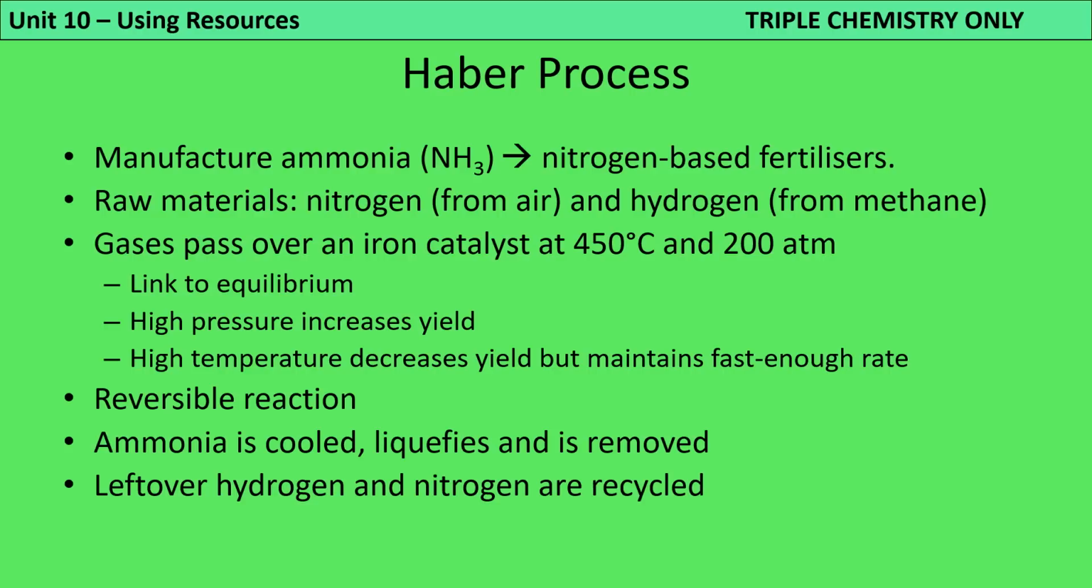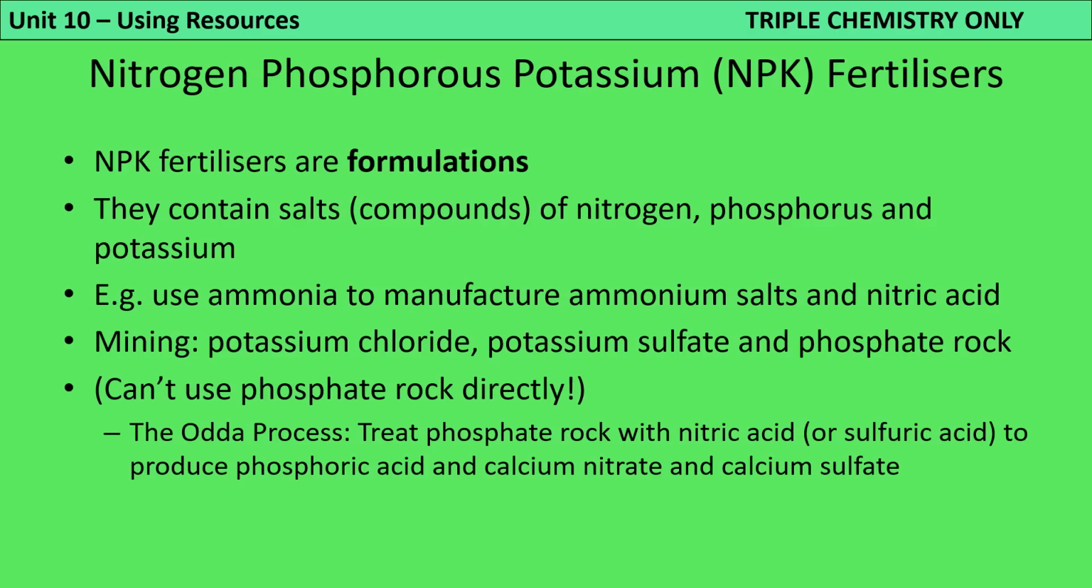Once the ammonia is produced, the mixture of gases is cooled so that the ammonia will liquefy while the nitrogen and hydrogen remain as gases, and the ammonia is removed. The leftover hydrogen and nitrogen are then recycled back round into the reactor to react again. A large proportion of the ammonia made using the Haber process goes into NPK fertilisers. These are an example of a formulation added to plants in order to increase their yield.